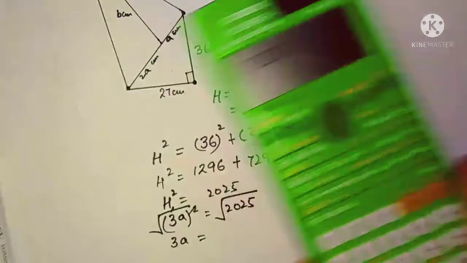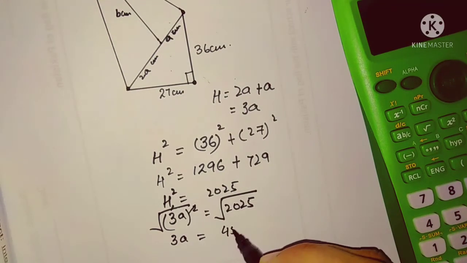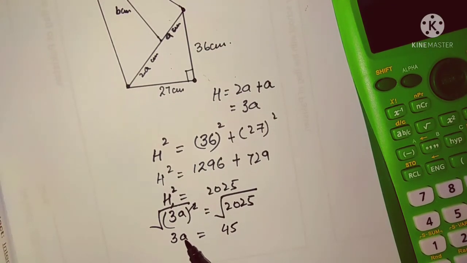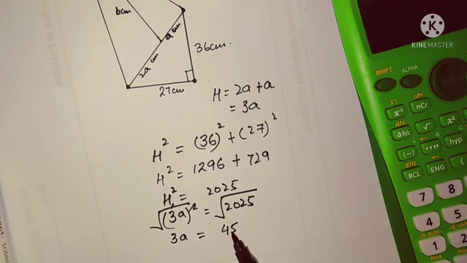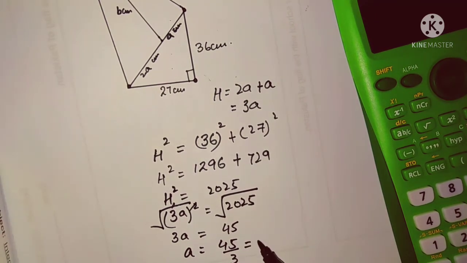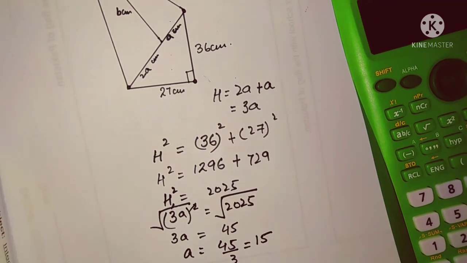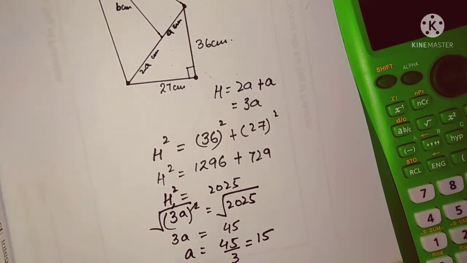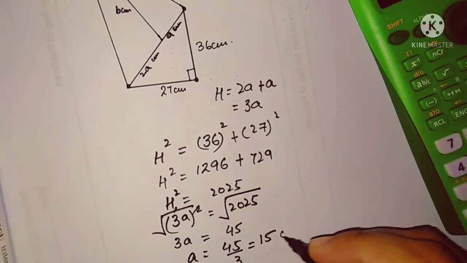So it comes to 45. As you can see, we have to find out the value of a. This 3 is multiplying with a, so it will come to the other side and divide 45. So a is equal to 45 divided by 3. Three ones are 3 and three fives are 15. So the value of a is 15 centimeter.